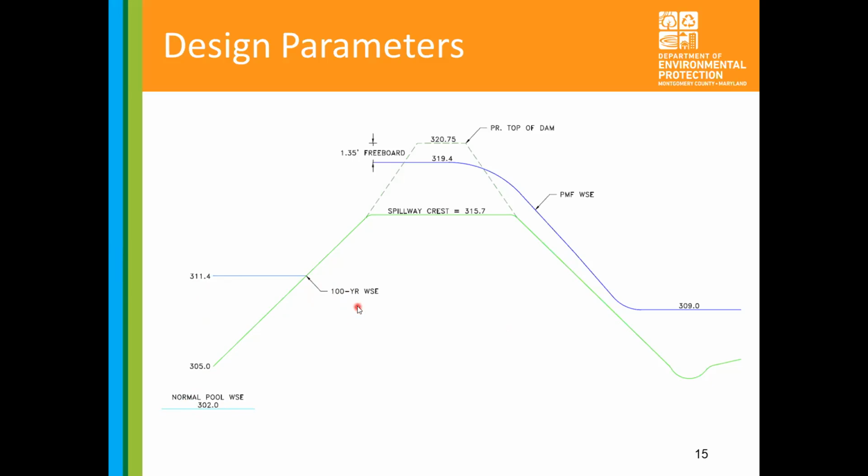permanent pool. And then under proposed conditions, our spillway crest is 315, so we're not experiencing any overtopping. It's all going through the riser structure and the box culverts that are through the spillway.